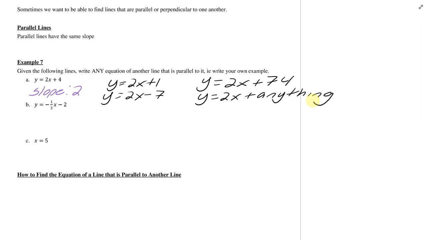So I want you to think about that for B and C, and think a little bit carefully about C. Hit play when you are ready to see the solutions.